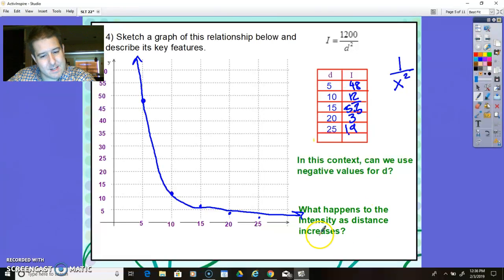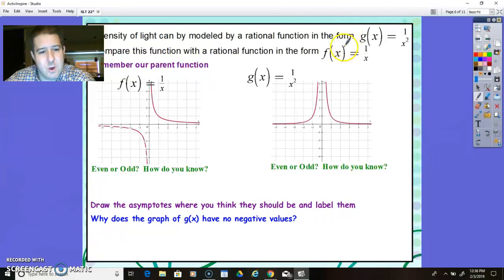What happens to the intensity as the distance increases? So the further the distance increases, the intensity decreases very rapidly, especially in the beginning. So it gets much less bright in the beginning, and then it decreases less and less as you go on.